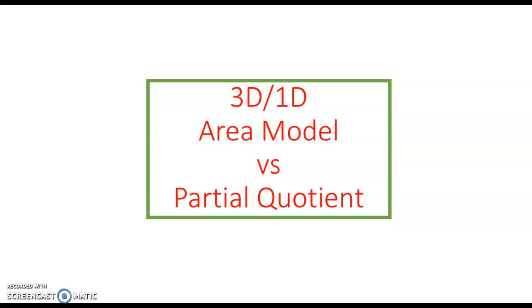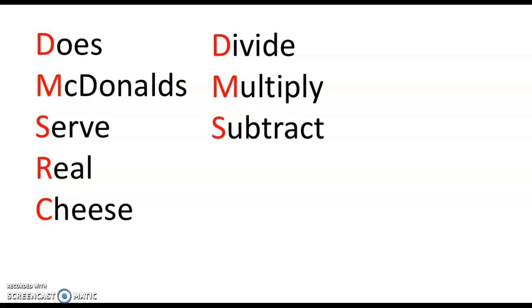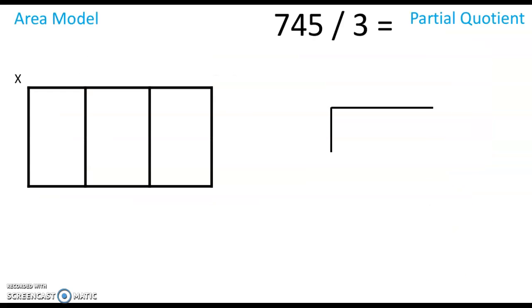Today we're going to learn how to divide a 3-digit by 1-digit number using area model and partial quotient. First, let's remind ourselves of our acronym that we use to remember our steps. Does McDonald's serve grilled cheese? That stands for divide, multiply, subtract, repeat, and check. We can write that out in a short way by going like this: divide, multiply, subtract, repeat back to division, and last we will check.